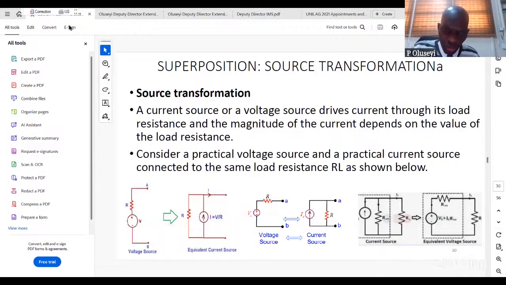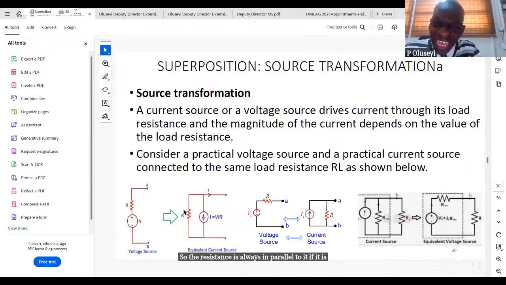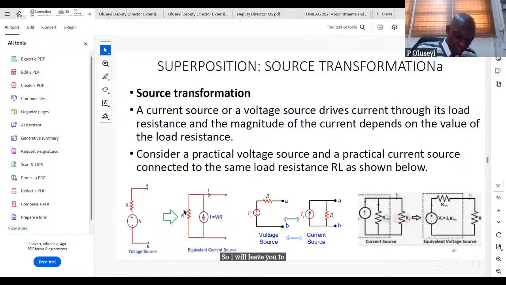Please look at this closely. And when you are talking of a current source, the resistance is always in parallel to it. So I will leave you to look at that for 1 minute again, because I'm going to somewhere, and it takes a serious effort for me to really take time to teach you this.